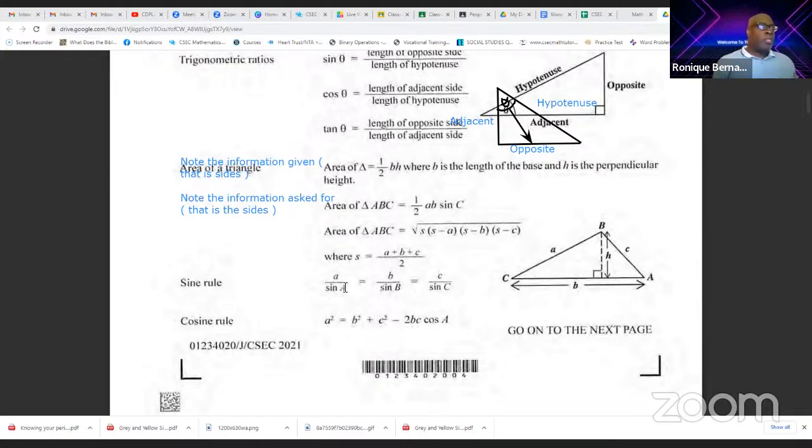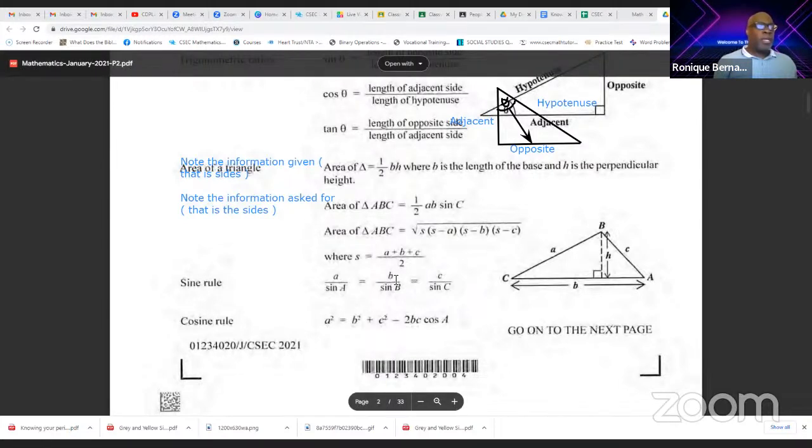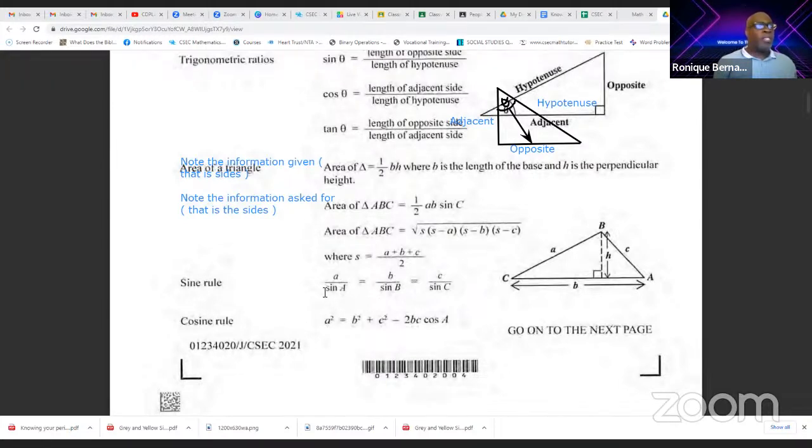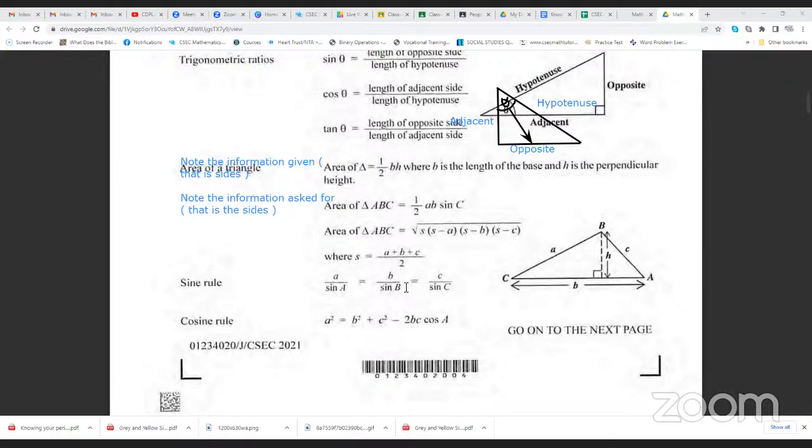So in other words, if you are given length A and length B, and you are given the corresponding angle A for length A, then they'll ask you to find the angle B. In such a situation, you use the sine rule. Is that clear? Yes, sir. All right, good.